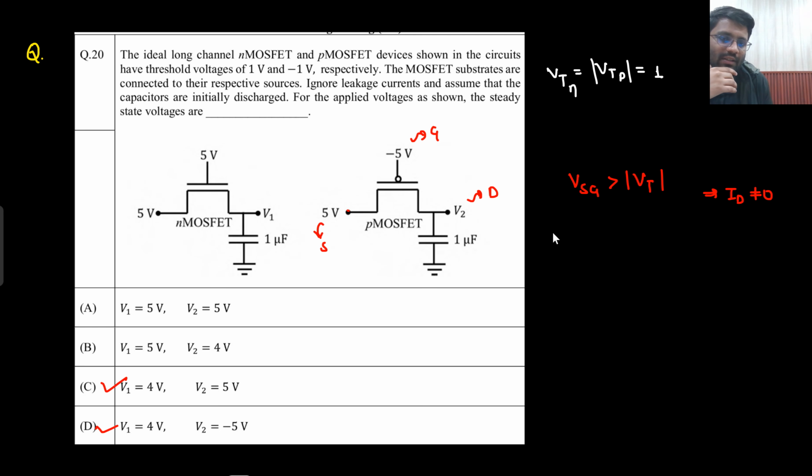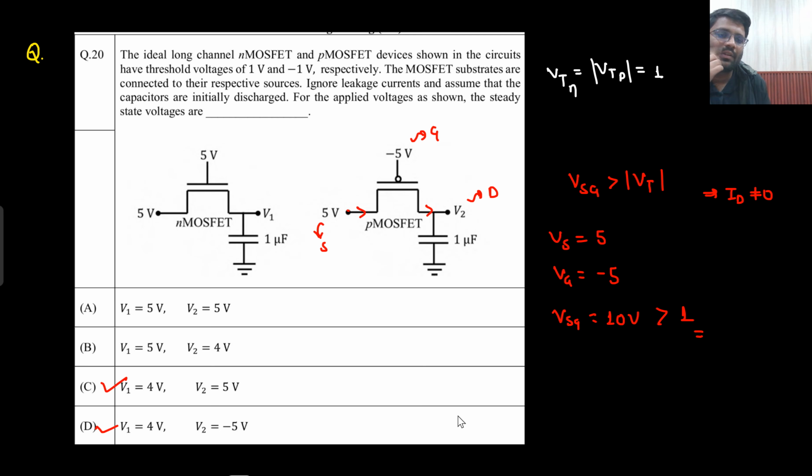What is your source potential? That is 5 volt. What is your gate potential? That is minus 5 volt. What is your VSG? 10 volt. Is it greater than mod of VT? What is mod of VT? That is 1. Yes, sir. If it is greater than mod of VT, then the current would flow.